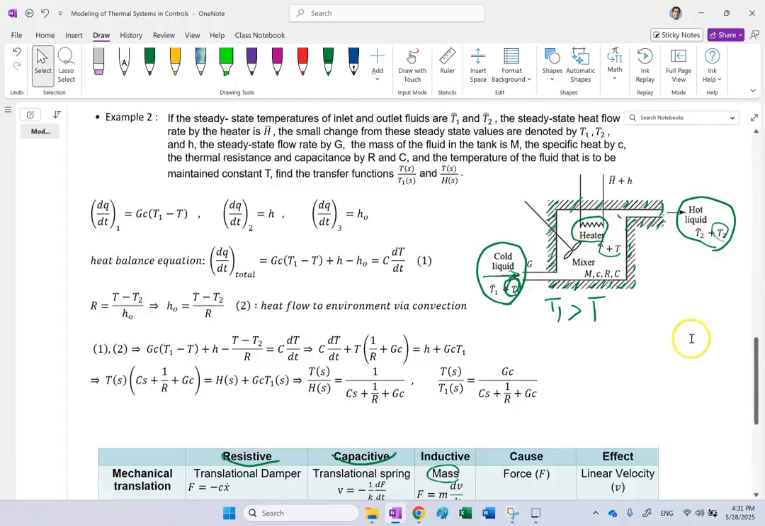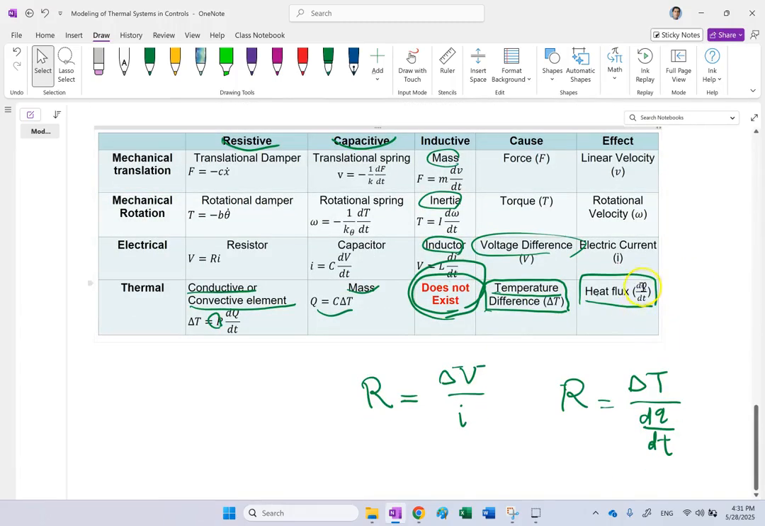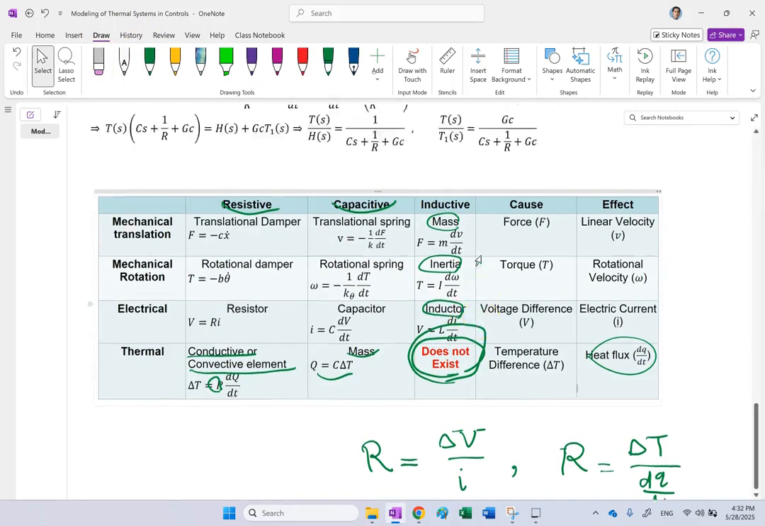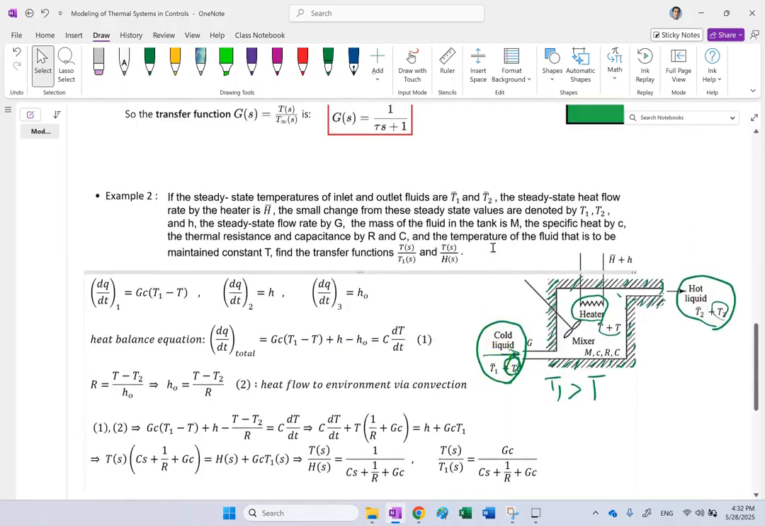So in thermal systems, the cause and effect are defined the way that I just showed you, okay? And I want you to pay attention to that. I also want you to pay attention to the fact that we do not have any inductor or inertia in thermal systems. So basically, if you want to force a system to have a heat flux change, there is nothing that is going to give you an opposing temperature difference or something. Okay, we don't have that.